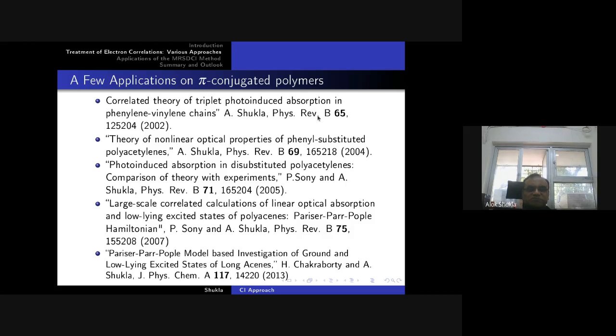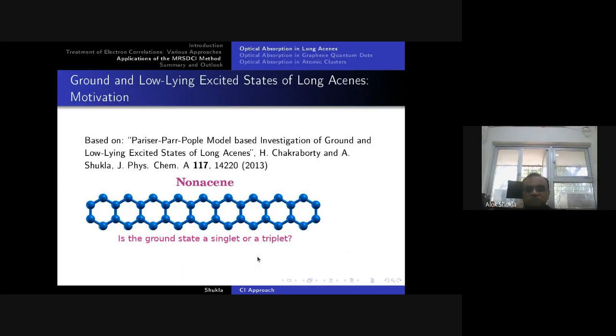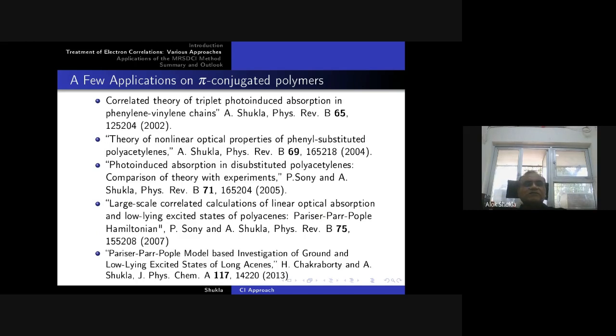Okay, a few examples over the years. I've been working on it for a very long time. So these are some examples of polymers: PPB, then phenyl substituted polyacetylenes and things of that type, polyacenes. Okay, so let us start now.